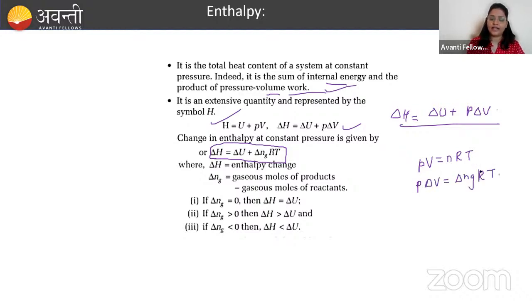What is delta Ng? Delta Ng is the gaseous moles of product minus the gaseous moles of reactant. And delta H is the enthalpy change. If delta H is equal to delta U, then delta Ng is 0. If delta Ng is greater than 0, delta H is greater than delta U. If it is less than 0, then delta H is less than delta U. We are going to solve problems using this formula. But please remember, this is another formula with the help of which we are going to solve more and more problems from thermodynamics.